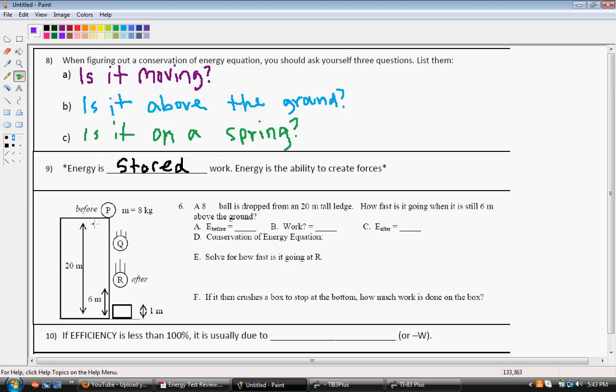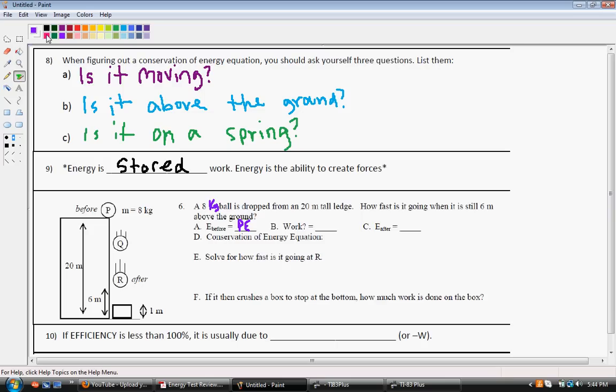Alright, here we go. An 8 kilogram ball is dropped from a 20-meter tall ledge. How fast is it going when it is still 6 meters above the ground? What kind of energy do you have before? Is it moving? No. Is it above the ground? Yes. Is it on a spring? No. So we have potential energy.